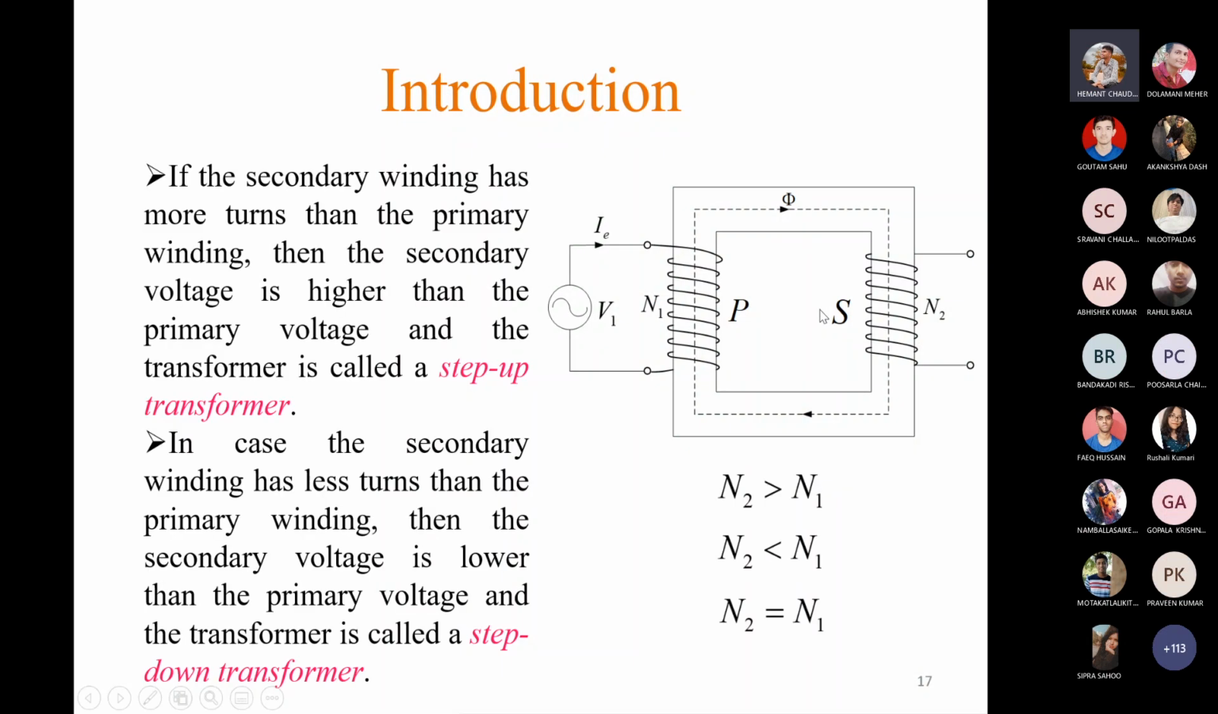So here E2 will be equal to E1. So this is called an isolation transformer.